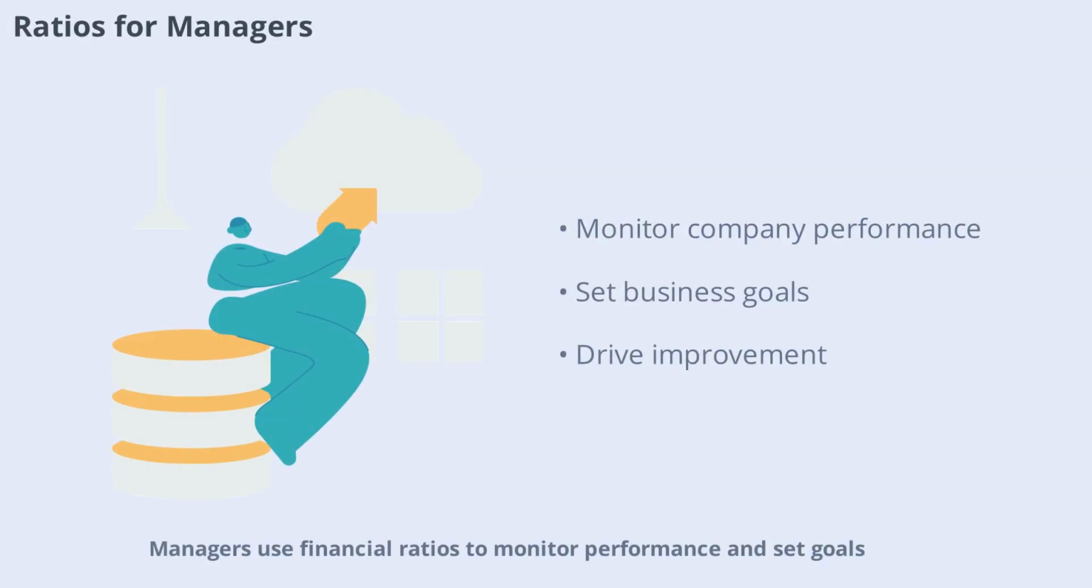Managers use financial ratios to monitor performance and set goals. By tracking profitability, efficiency, and liquidity, they can identify areas for improvement and make better business decisions. Ratios are practical tools for running a successful company and staying competitive.